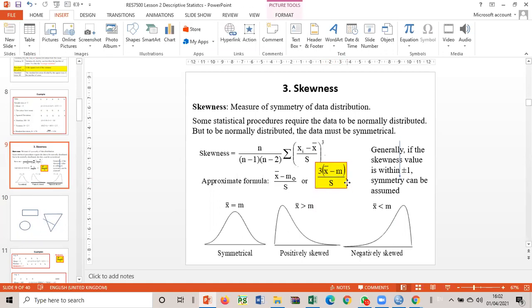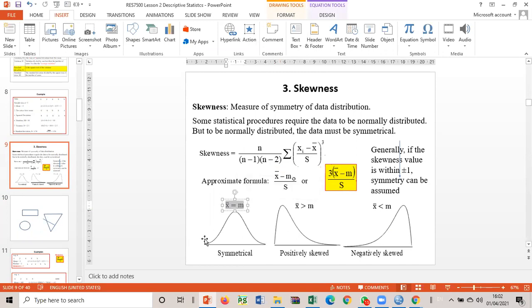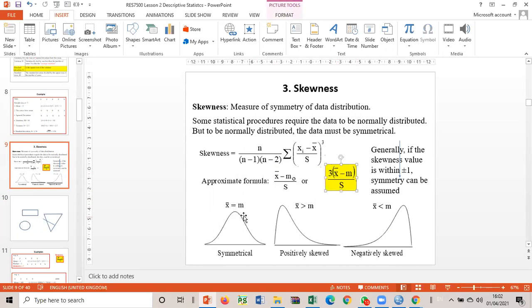Class, this is the formula for measuring skewness. The X bar and M are equal. What is the whole value? 0. Symmetrical. 0 means it will be symmetrical. When these two are equal, this value is 0. So just now I said, you look at the median and mean. If they are similar, then the data is symmetrical.